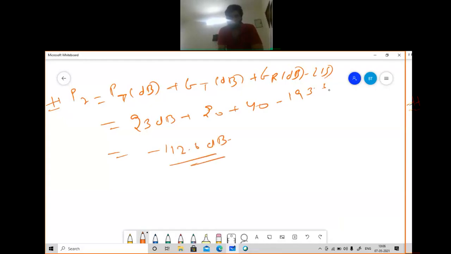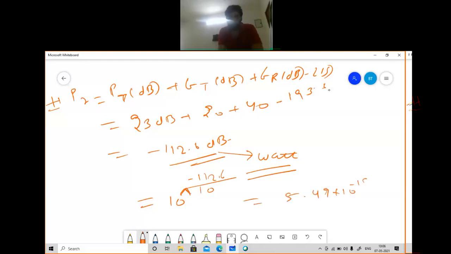Now we have to calculate it in watt. This is dB, but power should always be in watt. So for watt, I will do 10 to the power of minus 112.6 by 10. In the calculator you have to put this, and after this you will get close to 5.49 into 10 to the power minus 12 watt, which is equal to 5.49 picowatt. This will be the final answer. Charu, I was asking how you have done this. It's okay, you have done it.